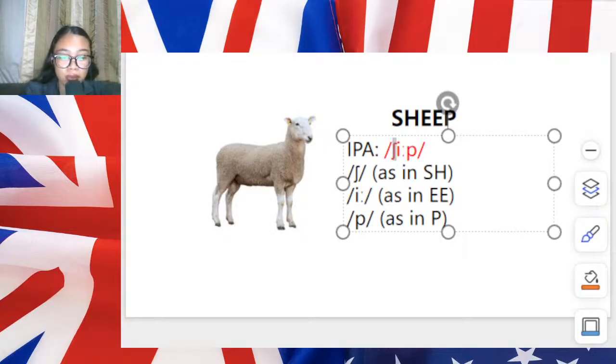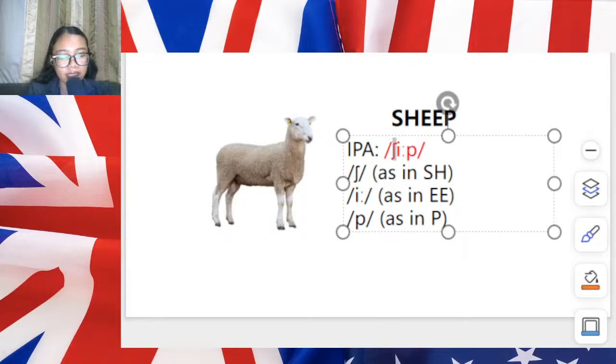This is the IPA symbol for the sh sound in shoe, in wash. So notice how the two letters S and H in the spelling are represented by one unique IPA symbol, which is the one I highlighted. That's the symbol. This beautifully demonstrates how IPA clears up those letter combinations we talked about.